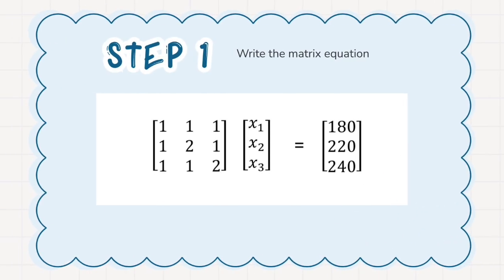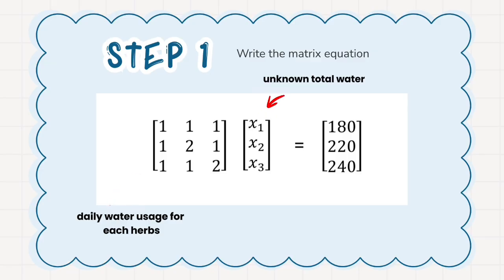The first step is to write the matrix equation. We begin by identifying the coefficient matrix A, the variable matrix X, and the constant matrix B based on the given water usage table. Matrix A represents the water usage rates per day for each herb. Matrix X represents the unknown total water used on each day, and matrix B represents the total water used for each herb over 3 days.